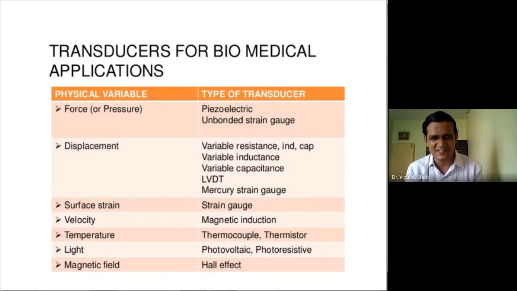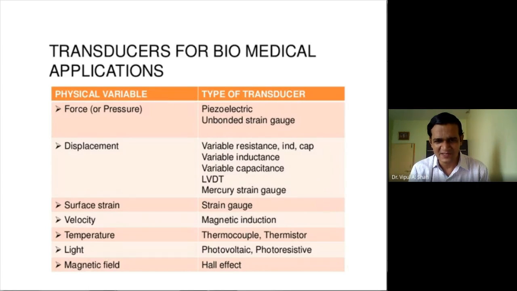We have seen several physical variables, and here they are. Force or pressure we can measure using a piezoelectric transducer. We can have the bonded or unbonded strain gauge for this particular force or pressure measurement. This we are calling stress or strain. Then we can measure the displacement. The displacement quantity can be measured using variable resistance, variable inductance, or variable capacitance measurement. The displacement can also be measured using variable inductance or an LVDT type of construction. We can utilize the mercury strain gauge for this particular displacement measurement also. For the surface strain, we can utilize strain gauges for this purpose.